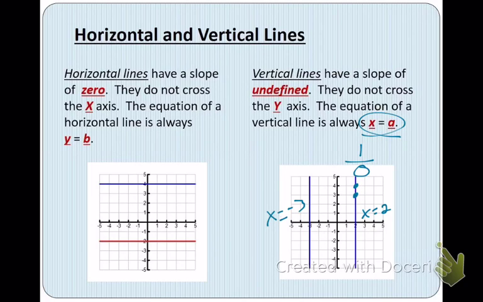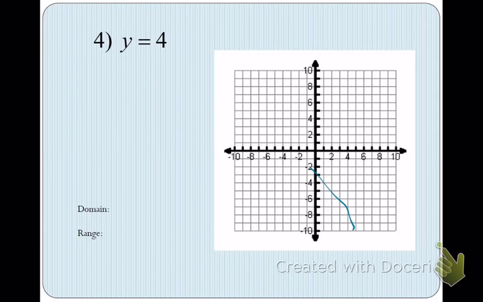All right, let's put this to use. First one, y equals 4. Well, there's no x in the equation, so we're not going to cross the x-axis. That means it must be a horizontal line going through 4.